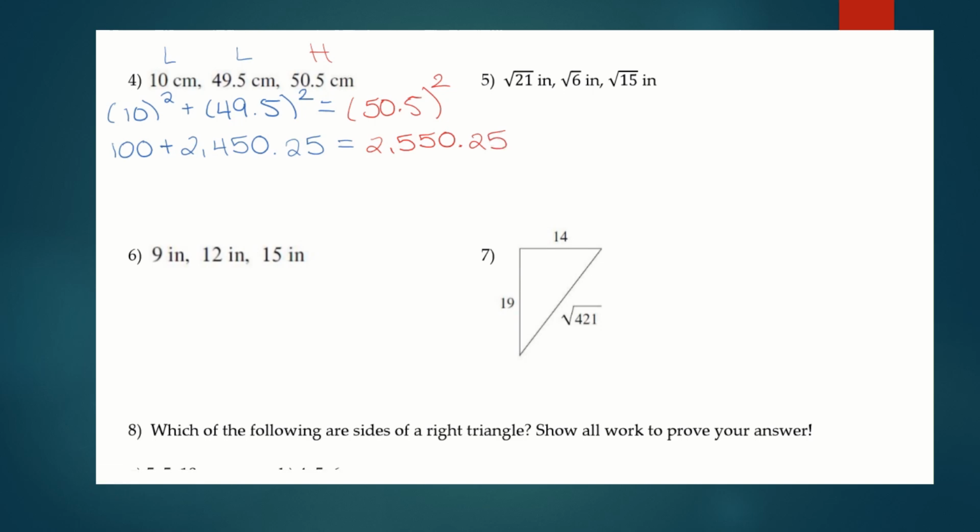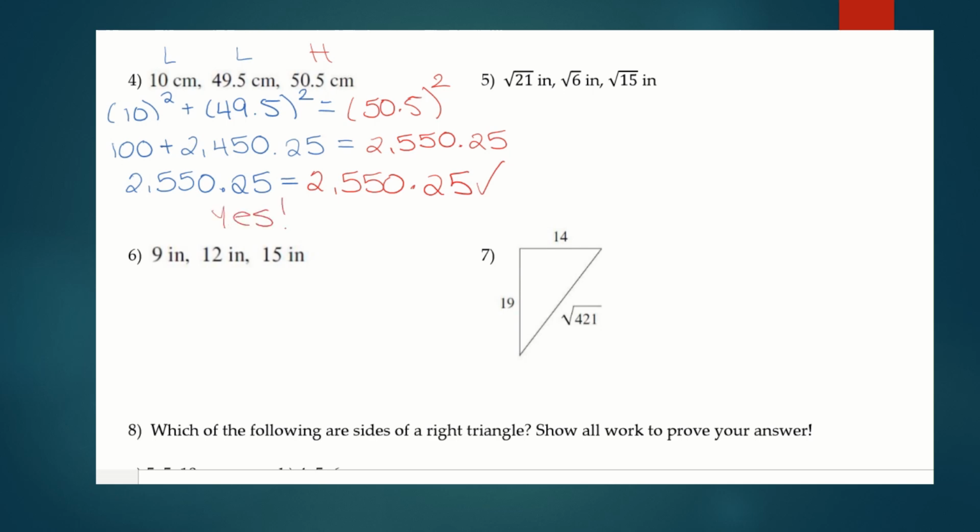All right, so let's see if my left side, my blue side, matches my right side. So 100 plus 2,450.25, that gives me 2,550.25. Does that match my red side? 2,550.25. It does. We're matching. So yes, these values, if they represent side lengths of a triangle, would be a right triangle, or they would match a right triangle. Okay, taking a look at number 5.